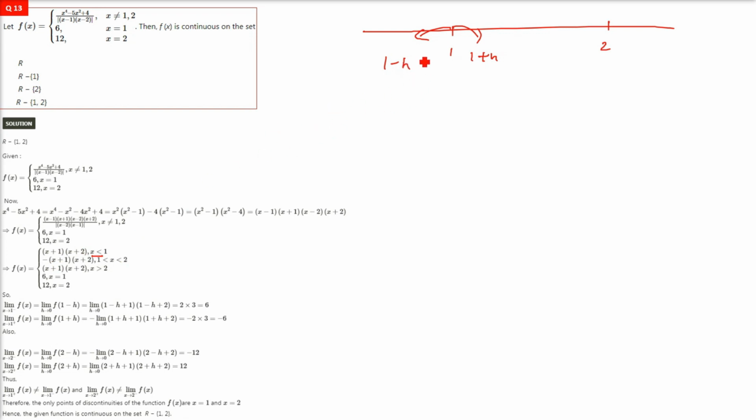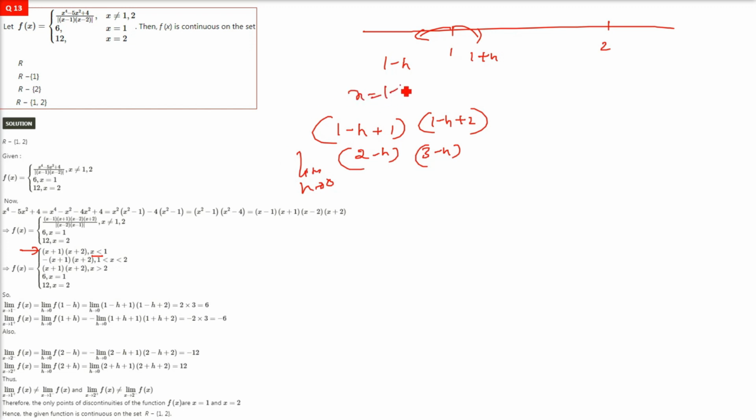So 1 minus h. Just put, because when you are going on the left of 1, that is x less than 1, you will use x plus 1 into x plus 2. So I'm replacing x by 1 minus h. So 1 minus h plus 1 and 1 minus h plus 2. This is when you're going to x equals 1 minus h. So you get 2 minus h, here 3 minus h. Now apply the limit, replacing x as 1 minus h, which we already did. Now you get 6, 3 into 2 is 6.